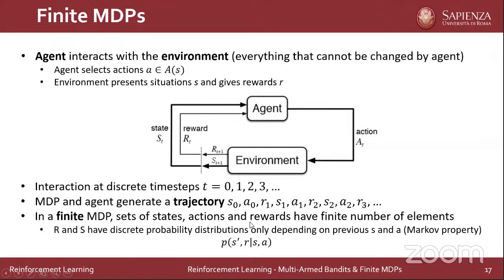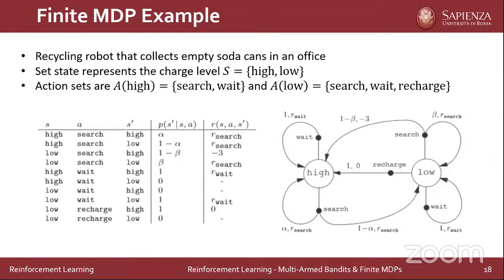Yeah, so in a finite MDP, you typically have states, actions, and rewards that have a finite number of elements, and both R and S have a discrete probability distribution only depending on the previous S and A. So it doesn't have to be discrete, but can be continuous as well. So this is one example of how you can model an MDP in the form of a graph.